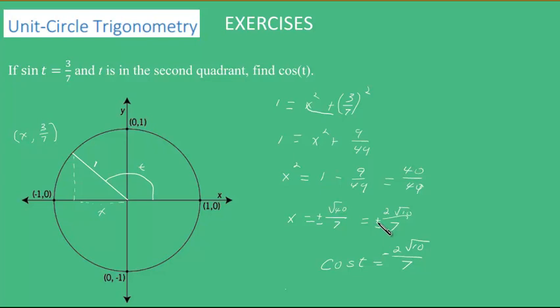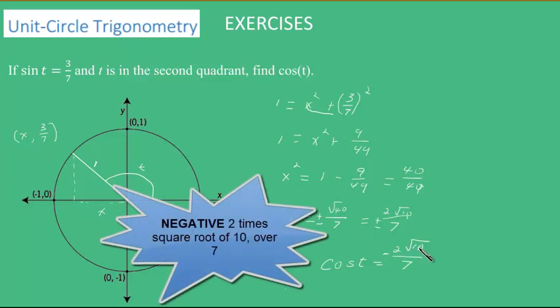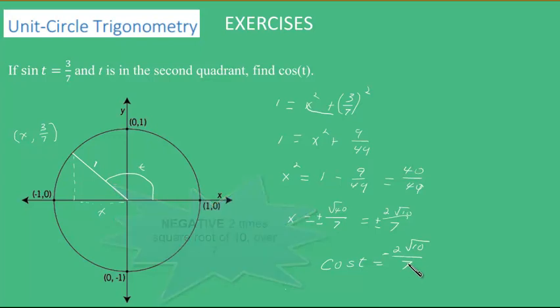So now we have to decide, is it plus or minus? Well, we're told it's in the second quadrant. Since it's in the second quadrant, we know that x has to have a negative value. For x to have a positive value, it has to be in either the first or the fourth. Notice x is positive on this side, negative over here. So the cosine of the angle is minus 2 times the square root of 10 over 7.